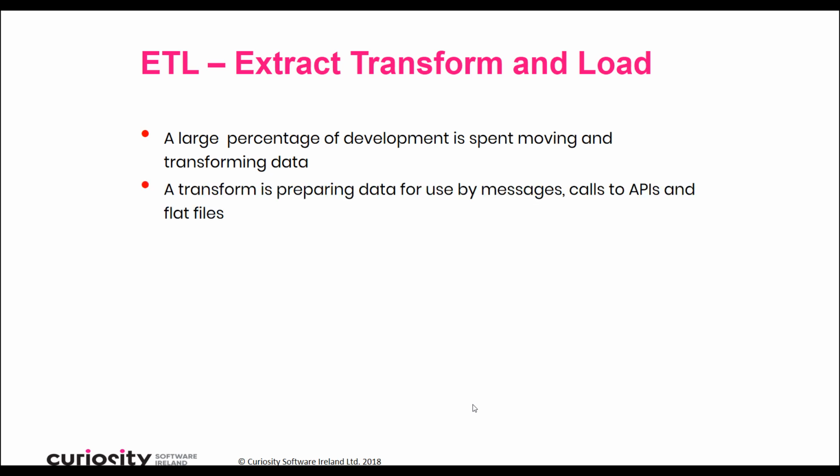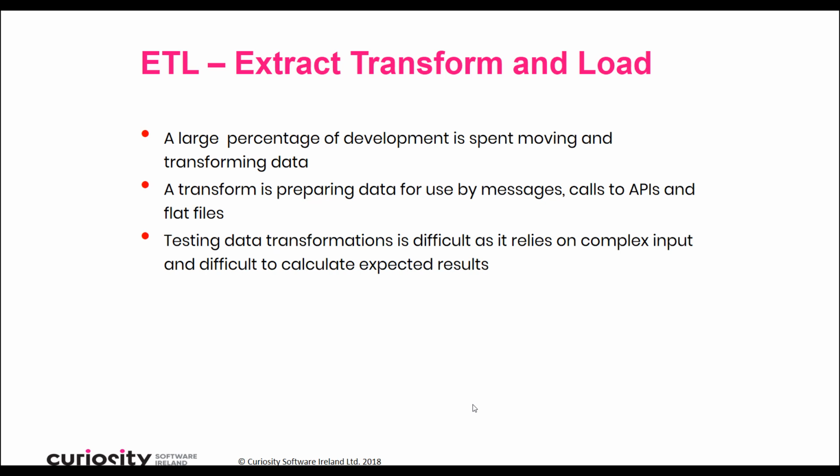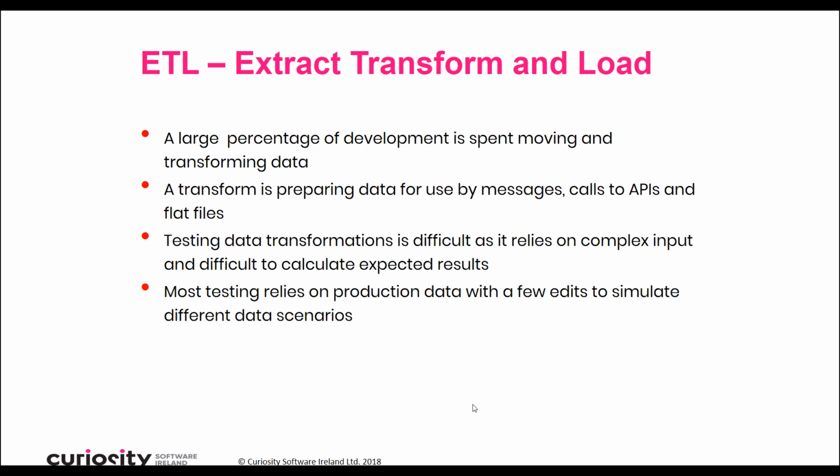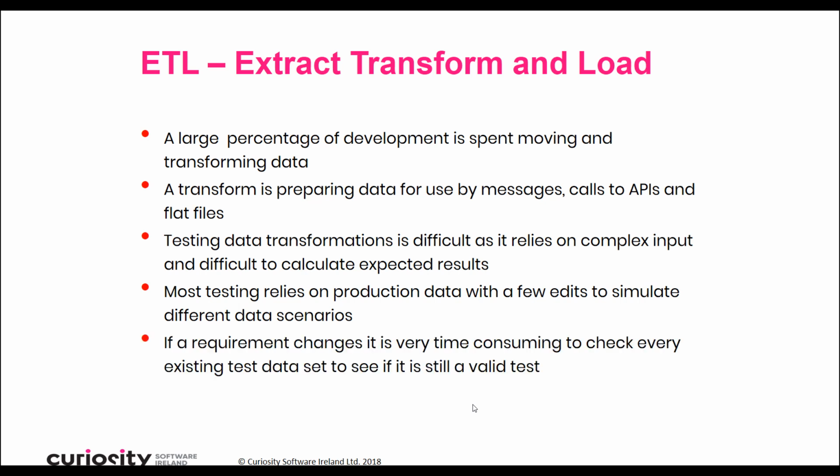A transform is preparing data for use by message layers, calls to APIs and flat files, which are then moved on into other systems. Testing data transformations is difficult as it relies on complex input and difficult to calculate expected results. Most testing relies on taking production data with a few edits to simulate different data scenarios.